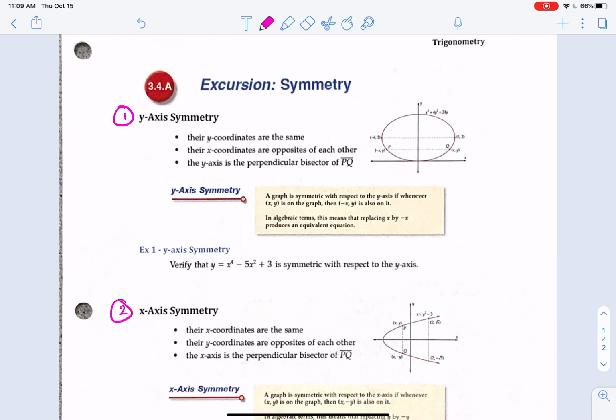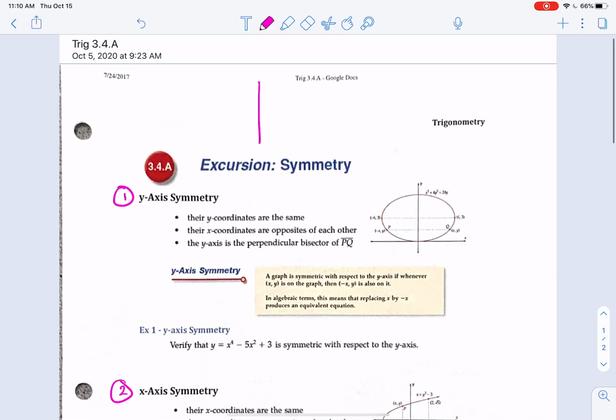Y-axis symmetry just means that it's symmetric with respect to the y-axis. So if I'm looking at the graph of a function, it has to be the same on either side of the y-axis. A parabola would do this because it's the same on both the right side and the left side. If I would take it and fold it over the y-axis, it would land on top of itself, okay?